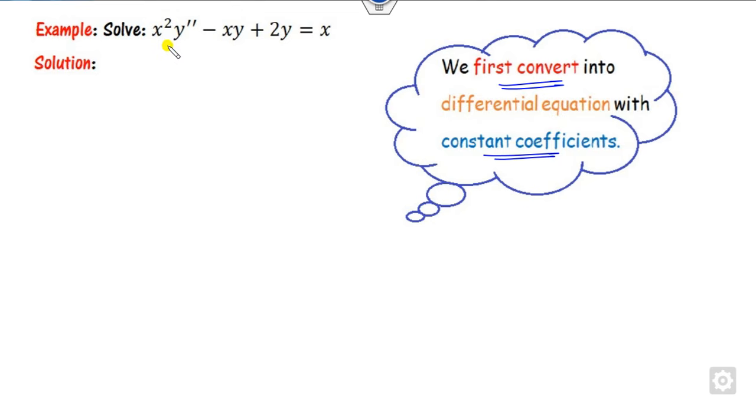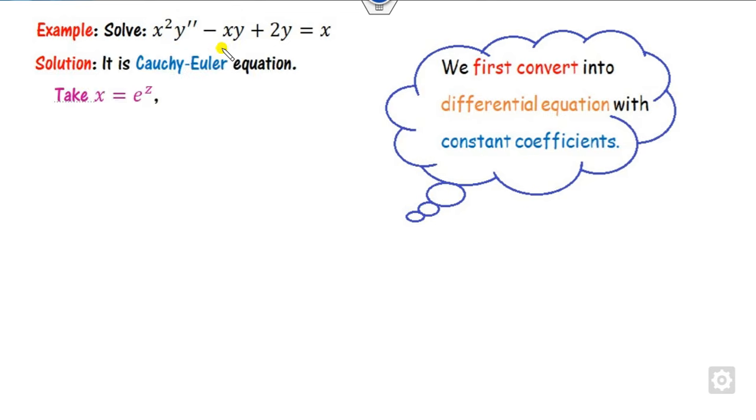If you closely look at it, which form is there? x square y double dash. This is the Cauchy-Euler equation. So once it is Cauchy-Euler, you have to use x as e raised to power z. So what is the value of this? This is nothing but d square y upon dz square minus dy/dz.